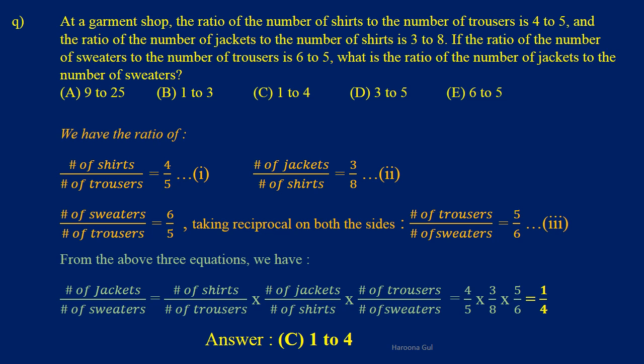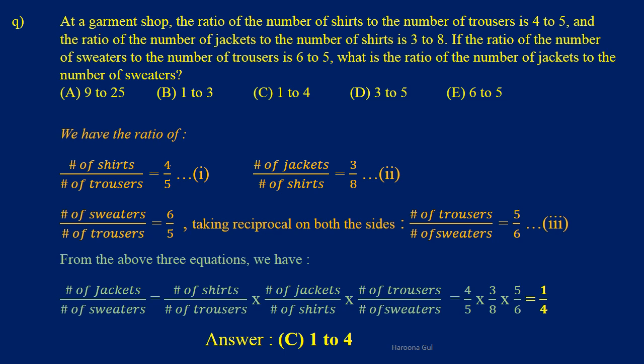In the previous videos, we have been dealing with questions that contained a maximum of 3 ratios. But this question contains 4 ratios. So let us see how we solve this problem. The question says that at a garment shop, the ratio of the number of shirts to the number of trousers is 4:5, and the ratio of the number of jackets to the number of shirts is 3:8. If the ratio of the number of sweaters to the number of trousers is 6:5, what is the ratio of the number of jackets to the number of sweaters?